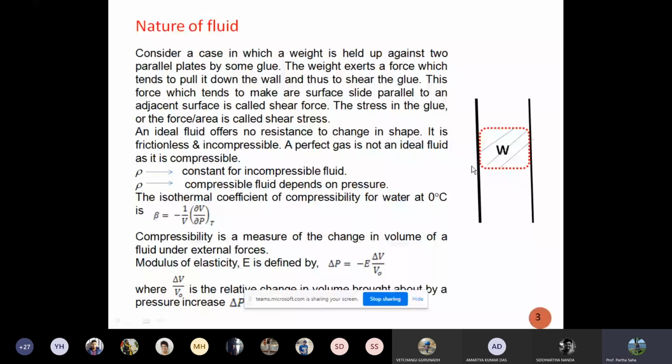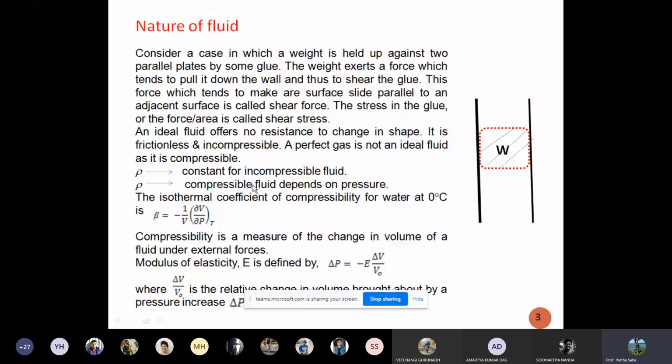The stress in the glue is nothing but, if it is exerting shear force, what will be the stress? The stress will be the force by area, that is known as shear stress, right? An ideal fluid offers no resistance to change in shape. Therefore, it is called frictionless and incompressible. Whereas a perfect gas is not an ideal fluid because it is a compressible fluid. The density is constant for an incompressible fluid, but density varies or changes with increasing or decreasing pressure for a compressible fluid.